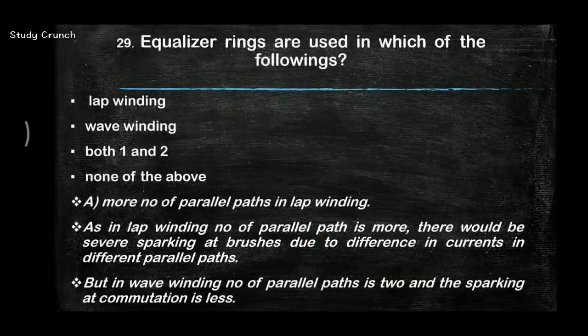Next, equalizer rings are used in which of the following? So the answer is A, it is used in the lap winding because there are more parallel paths in lap winding. As we know, in lap winding the number of parallel paths is more, so there would be severe sparking at the brushes due to difference in the current in the different parallel paths. But in wave winding, the number of parallel paths is 2 and the sparking at the commutation is less.